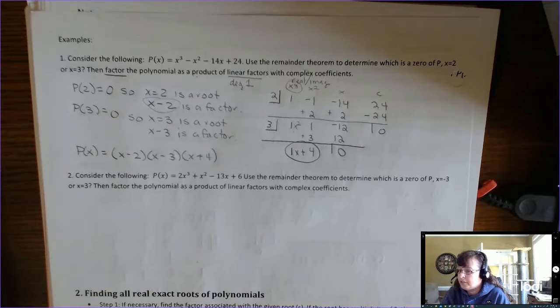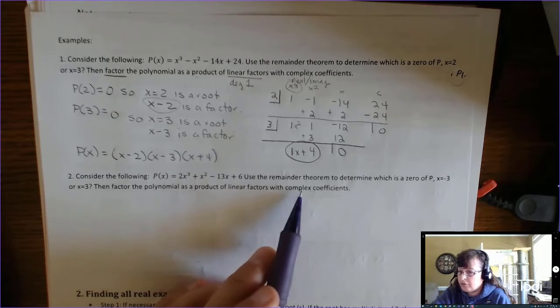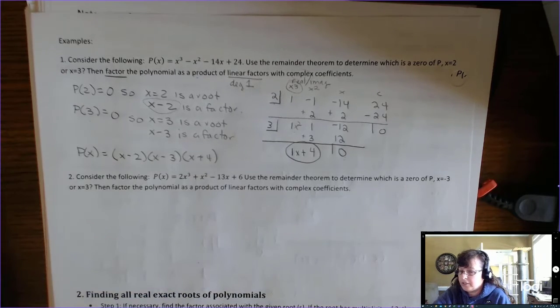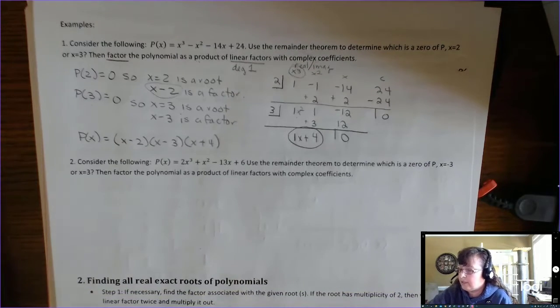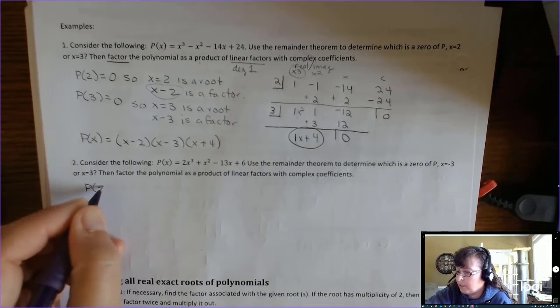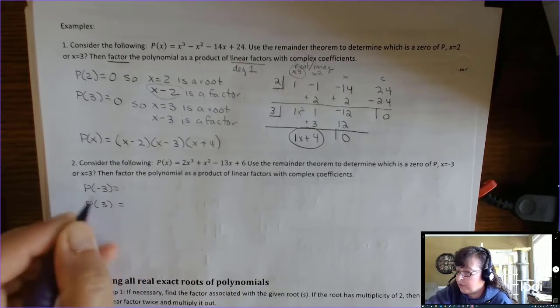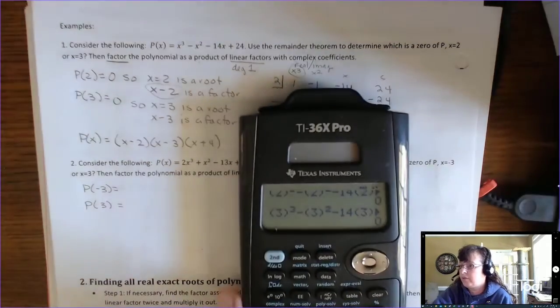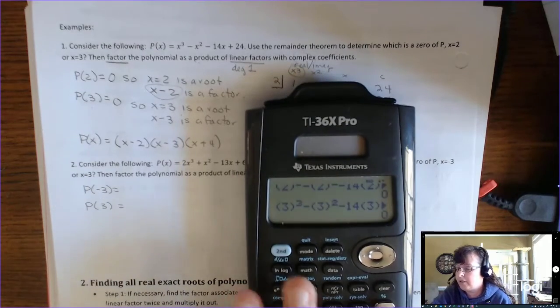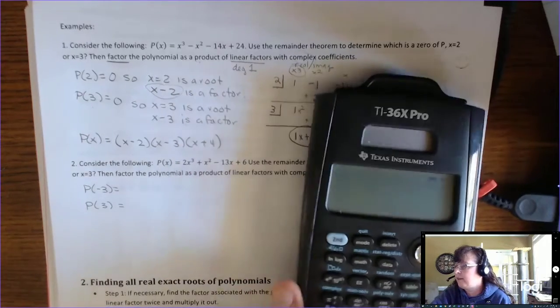All right, number 2, consider the following. There's your polynomial. It says use the remainder theorem to determine which is a 0 of p, negative 3 or 3. Okay, so let's see what happens here. We can use the calculator. All you have to do is evaluate these and check the answer, and that's the remainder. And if the remainder is 0, it's a factor. If the remainder is not 0, it's not a factor.